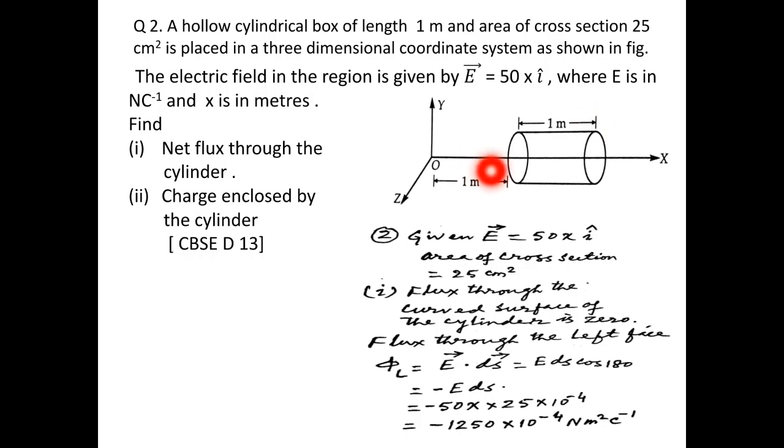Now flux through the left face. Okay, here is your left face. We are going to find the flux through this left face. When we consider the left face, we find that area vector is towards left side and electric field is towards right. So the angle between these two vectors is 180. So phi L becomes minus E ds. Putting the value of E and ds, ds is replaced by area of the left flat face. So we get phi L equal to minus 1250 into 10 to the power minus 4 Newton meter square per coulomb. Now solution is continued.